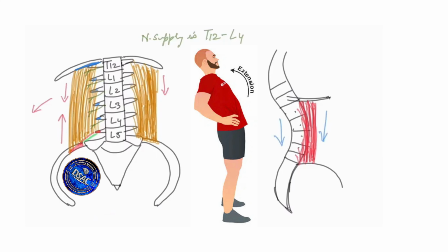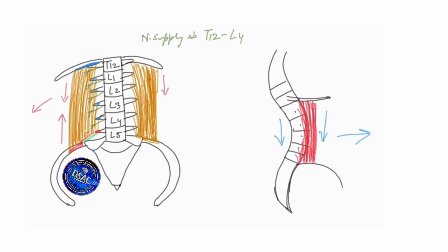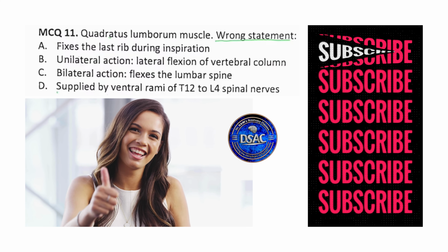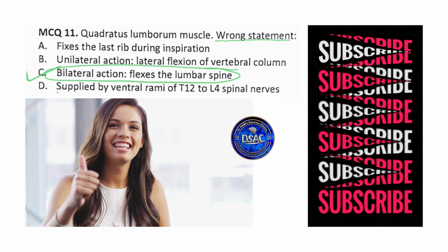It will actually help in aggravating this lordosis. And in that way, it will help in extending the lumbar spine, or to make you sit up in an upright position on the chair. So its bilateral action helps to extend the lumbar spine. Regarding quadratus lumborum, the wrong statement, you got to know the answer is bilateral action. This is actually helping extension of the lumbar spine.